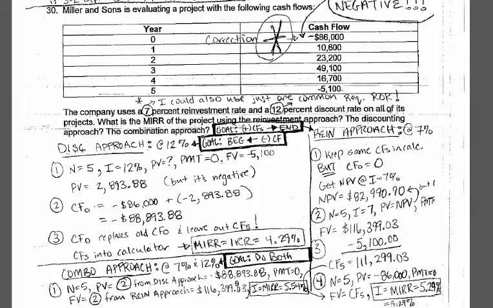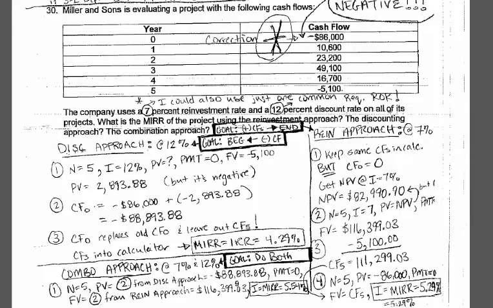The discount approach: the goal here is to take that negative $5,100 and discount it back to year 0 so that it can be with that negative 86,000. Then you'd only have one negative cash flow followed by future positive cash flows. In this case, the company uses a 7% reinvestment rate and a 12% discount rate. Since we're doing the discount approach, we're going to use the 12%. What you want to do is push that negative 5,100 back 5 years, back to year 0. So N is going to be 5. I is going to be 12 because that's the discount rate they told us to use. Payment is 0, and the future value is negative 5,100.